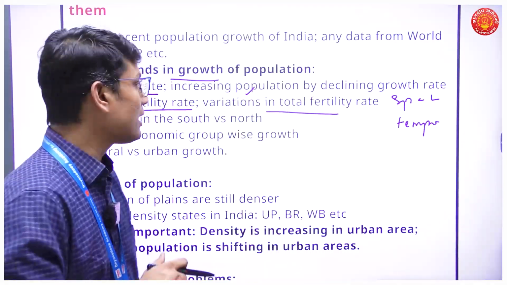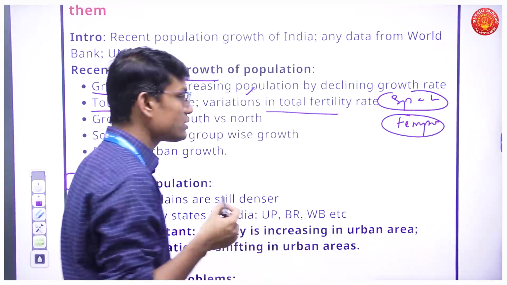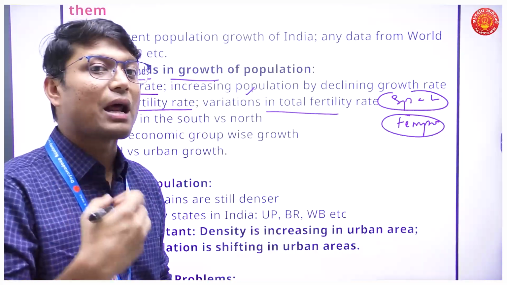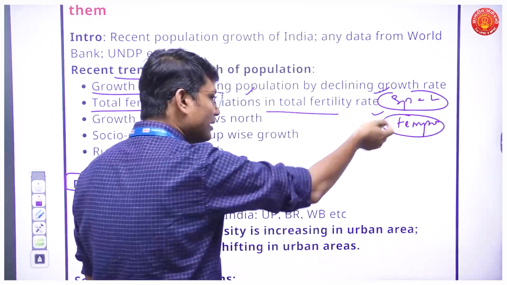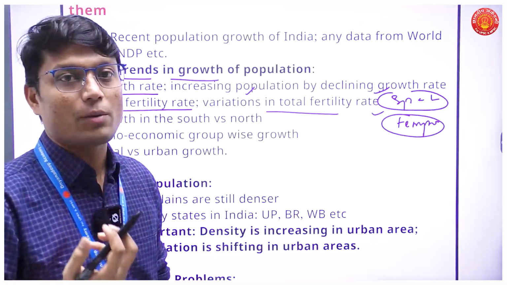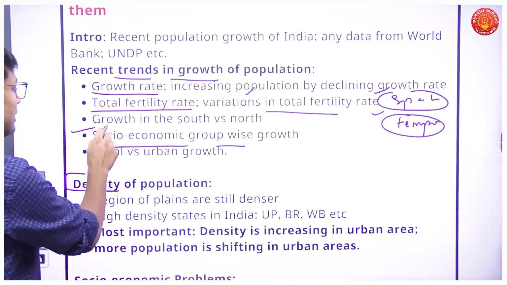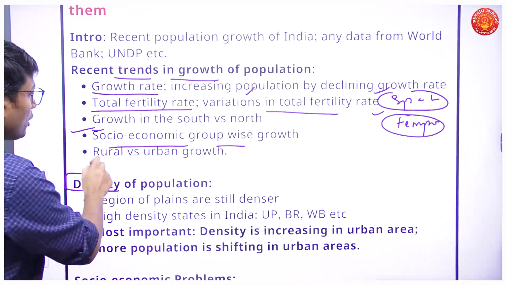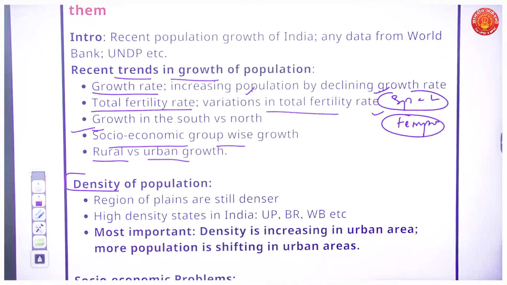geography optional answer? You just have to use some terminologies from optional. So here I will talk about, let's say, spatial variations or temporal variations when it comes to various demographic parameters of India. You will have to write these terms. Unless you write these terms, it does not look like a geography optional answer. Fine. Now I'll also talk about some specific data of socio-economic group-wise growth, rural versus urban growth. That is something new, a trend which is coming up.